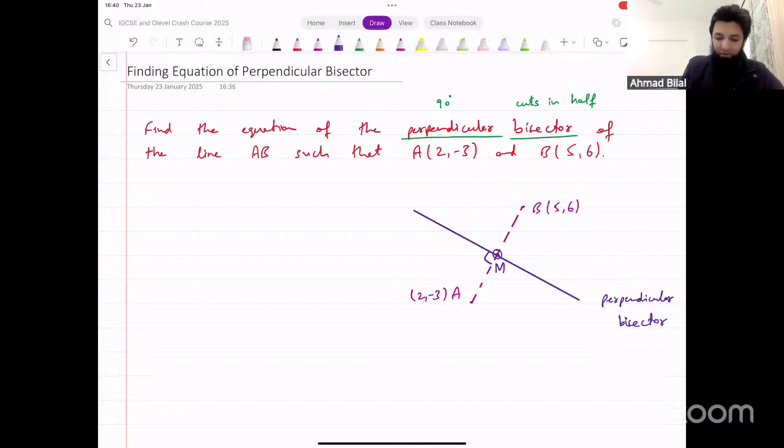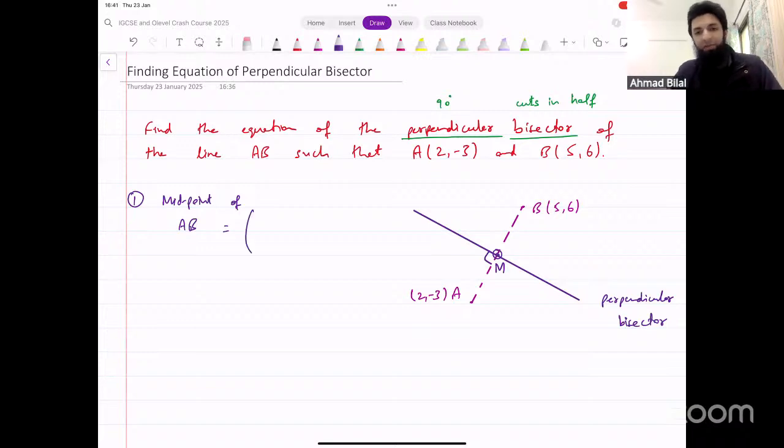How can you find them? That's the midpoint of AB. Let's find that. So that's the first thing you do. You find the midpoint of AB, which we're calling M here. What's the formula for the midpoint? (x1 plus x2) over 2, (y1 plus y2) over 2. You can call any of them x1, y1, and then the other would be x2, y2.